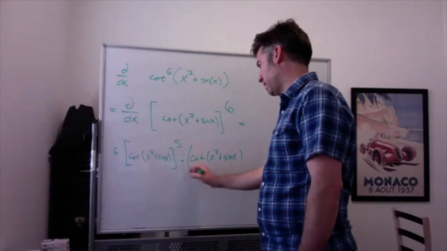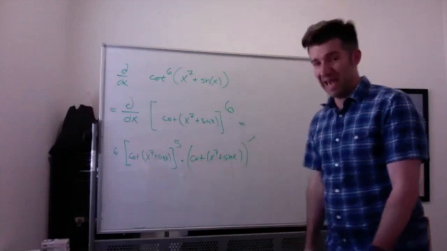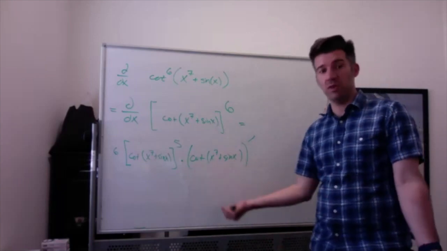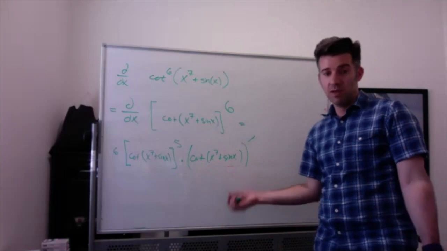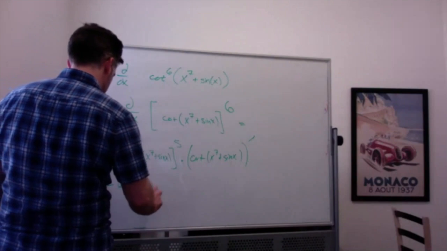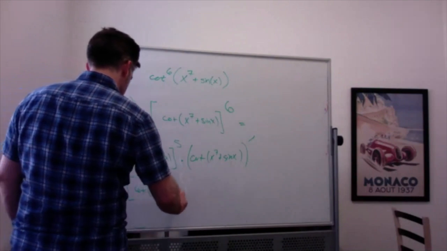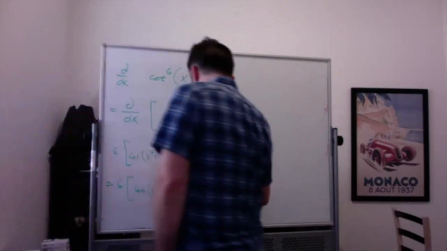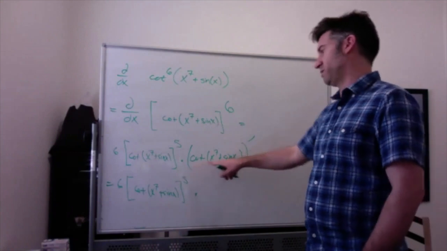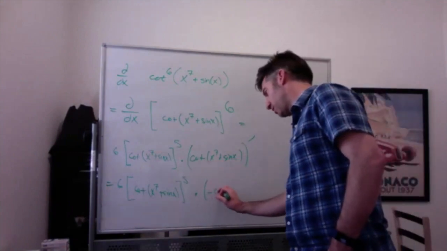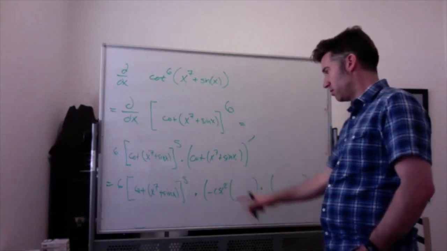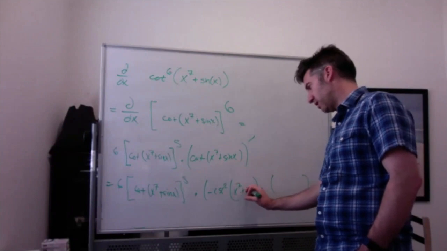And now here's where you guys might not be so thrilled. Have to use the chain rule again. If I take the derivative of this stuff, this is still a composition of functions. This is cotangent of some new stuff. So that's going to be 6 times cotangent of x to the 7 plus sine of x, to the 5th, times, now I'm taking the derivative of cotangent of some new thing. And the derivative of cotangent of some new thing is negative cosecant squared of new thing times derivative of new thing. So new thing is x to the 7 plus sine of x.